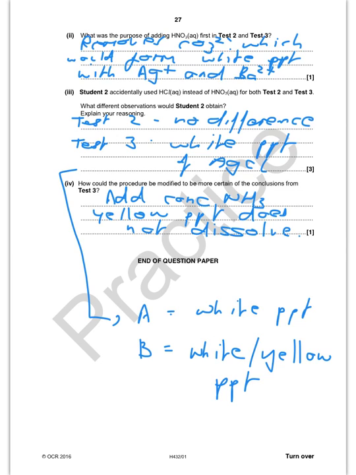Student 2 accidentally used HCl instead of HNO3 for both test 2 and test 3. What different observations would student 2 obtain? Well, for test 2, there wouldn't be any difference at all. But for test 3, you would see a white precipitate of silver chloride being present. And so what would you actually see? For A, you would see a white precipitate. For B, you would see a white-yellow precipitate.